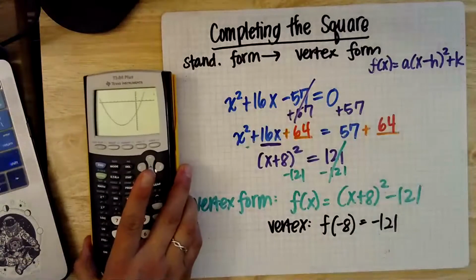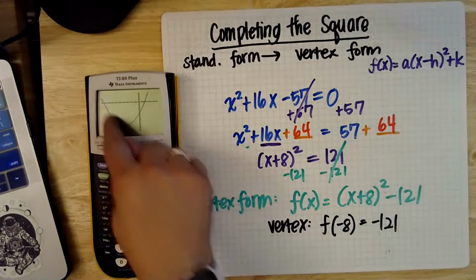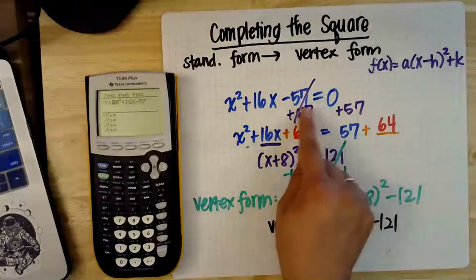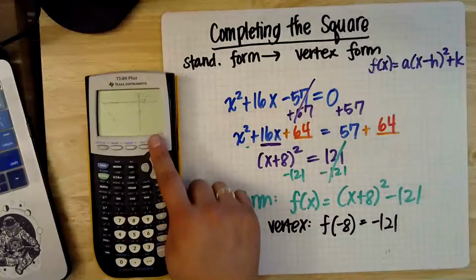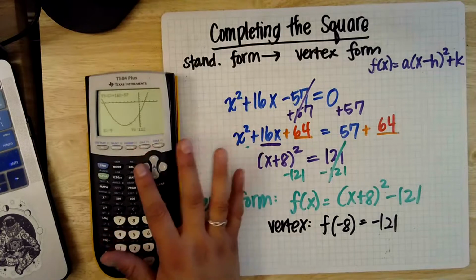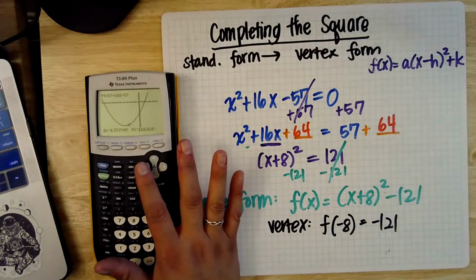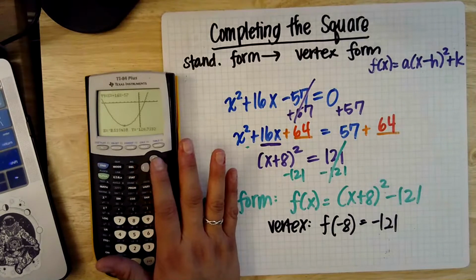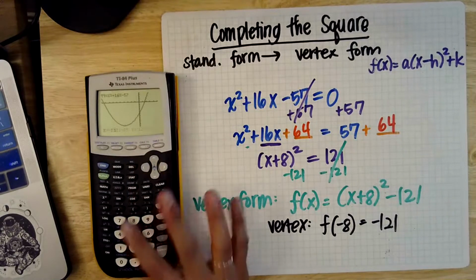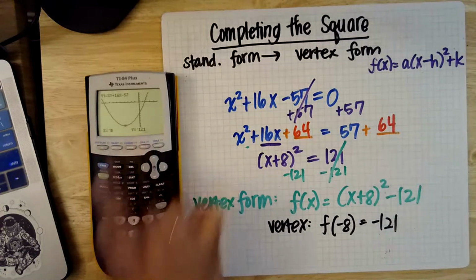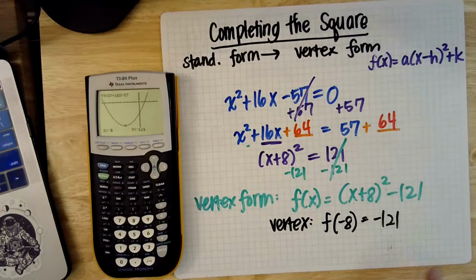Okay, if you can see my graph, it has a nice parabola. Watch, there's my equation, x squared plus 16x minus 57, the one I started with. Then I push graph and notice there's a parabola. I'm going to hit my trace button and go to negative 8. So trace negative 8, bam, negative 8, negative 121 from my y, right?